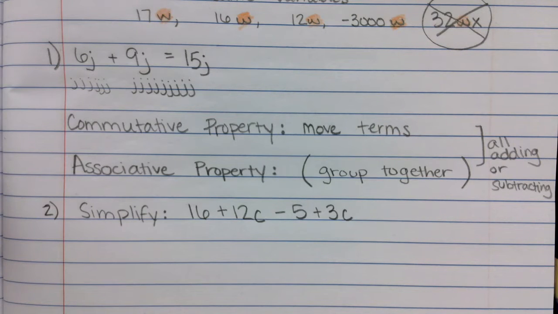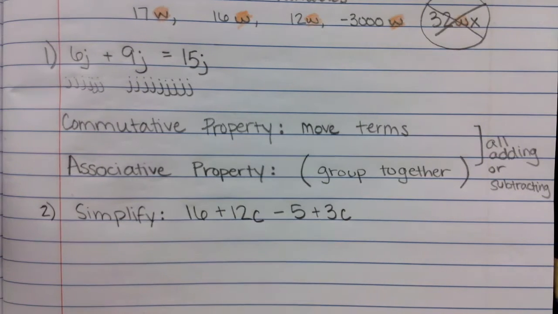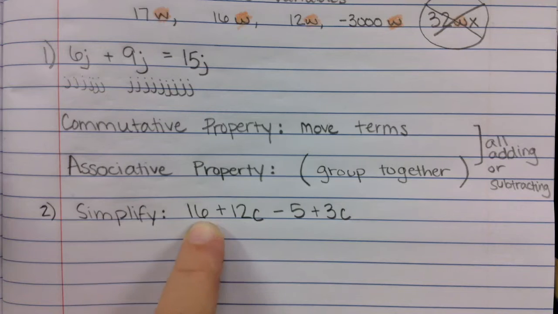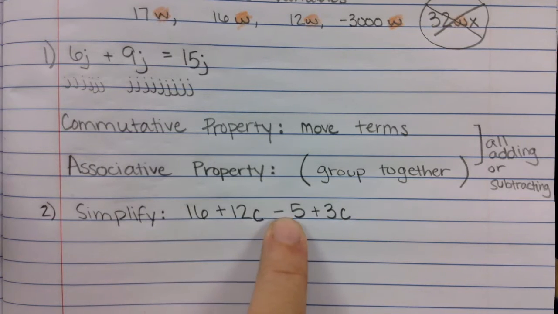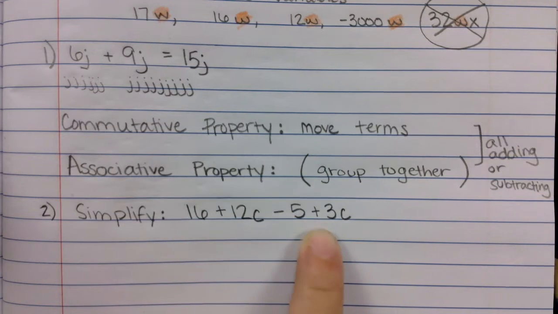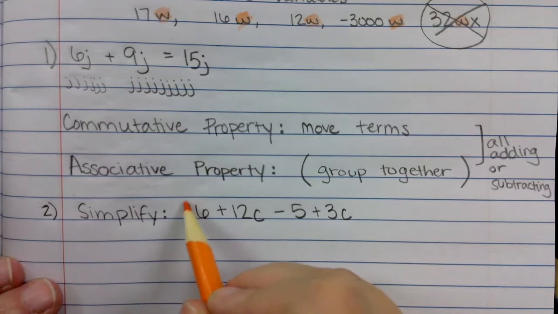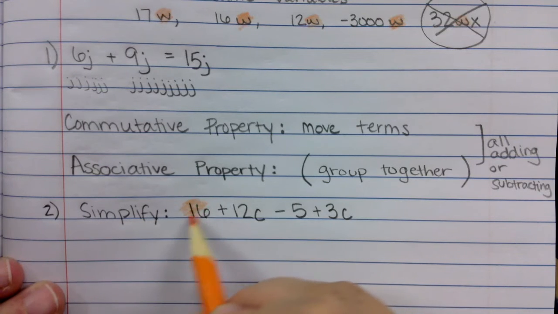How many terms are there right now? There's 4 currently. There's 16, 12c, a minus 5, and a 3c. But do we have groups of like terms? Yeah. What's one of the like terms? 16 and... Ooh, I like that you said negative 5. How did you know it was 16 and negative 5? Yeah, that minus tells us it's really going to be a negative 5, or that minus has to stay.